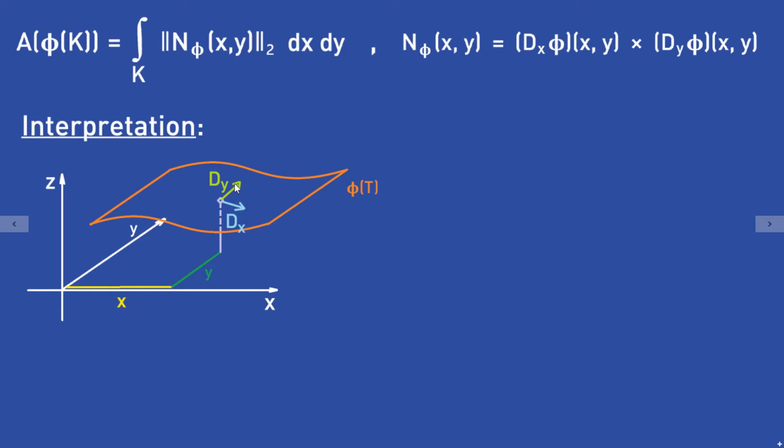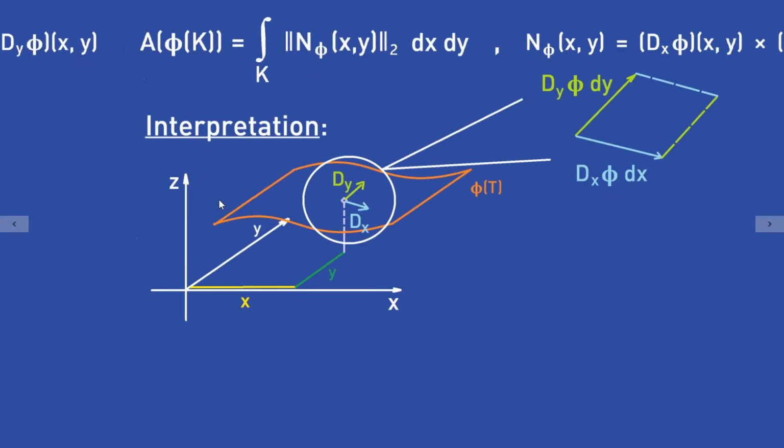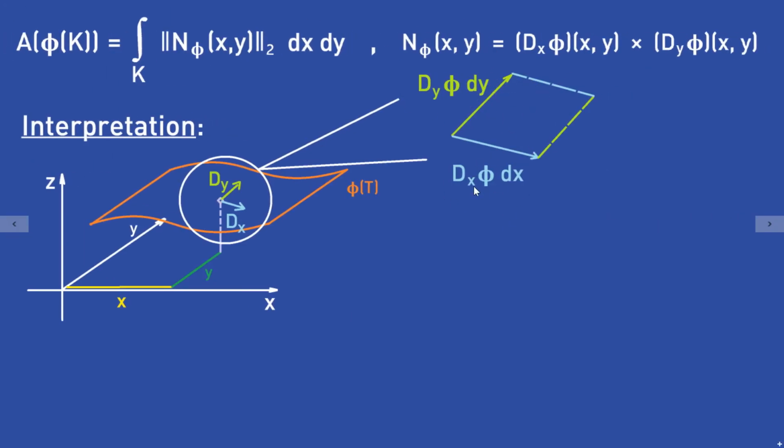You know that derivatives are a good way to approximate functions as long as you are near the point xy. So you multiply these derivatives with small numbers dx and dy. These two vectors could now look like this here. So here you have dx phi times dx, and here you have dy phi times dy. You see, these two vectors form a parallelogram. You're interested in the area of this small parallelogram.